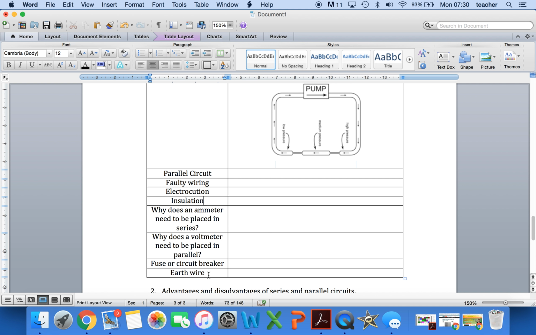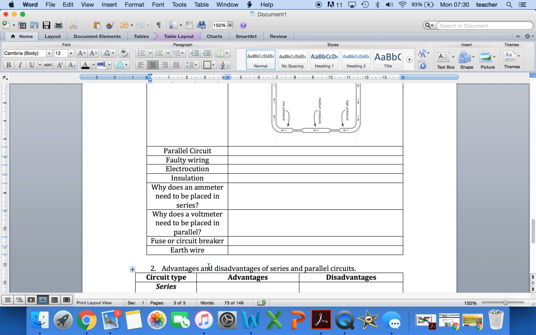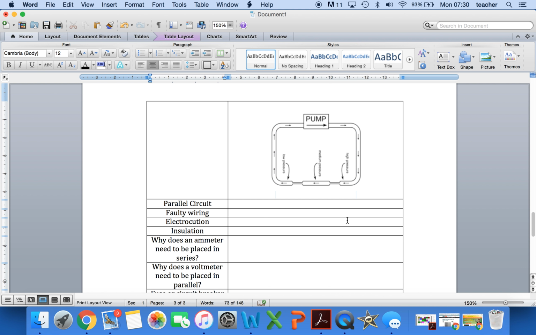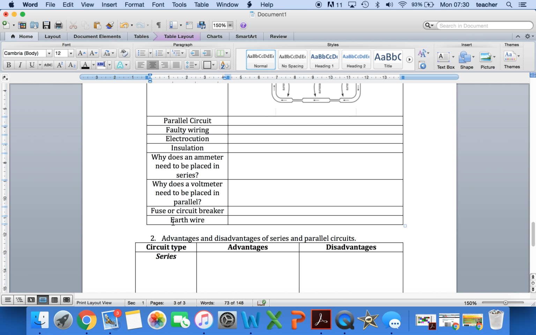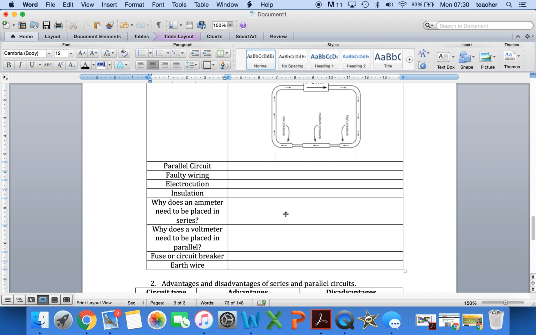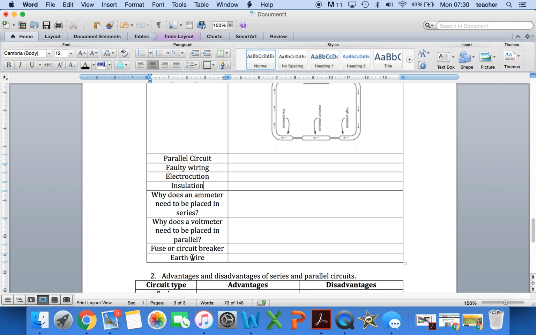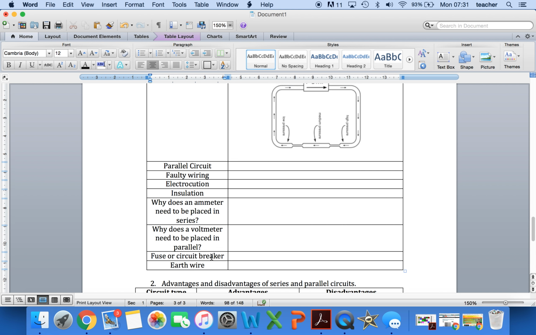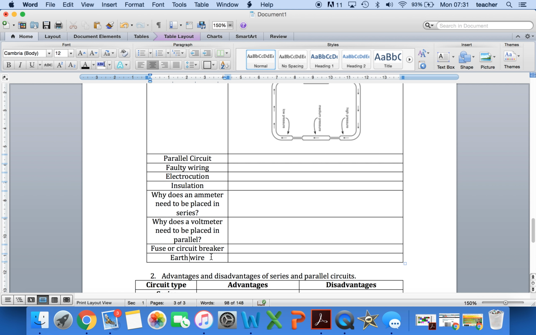And then a fuse or circuit breaker and an earth wire might be two other things for you to think about as well, and I'd like you to show how they work. How would a fuse work in this circuit here, or a circuit breaker? What would they do? And then an earth wire, what would an earth wire do as well? That one might be a little bit difficult. That's another one that sort of goes in with the voltage one. So if you can't get that one, that's okay. Just have a little think about it for a couple of minutes, and then if it's too complicated, just move on.